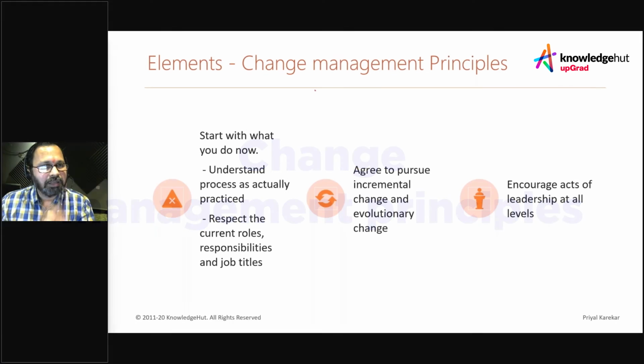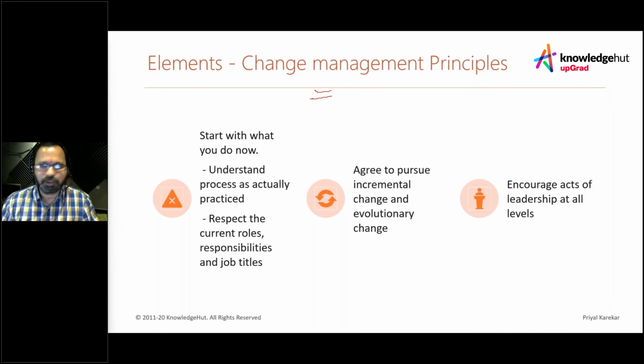So there are a few elements from the change management principles also. Now, how do we apply these change management principles in Kanban? There are 3 change management principles. I'll quickly rush through this. The change management principles are: start with what you do now, understand the process as it is actually practiced, and respect the current roles, responsibilities and job titles.